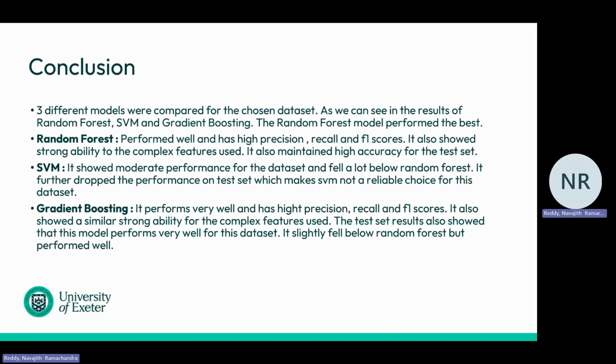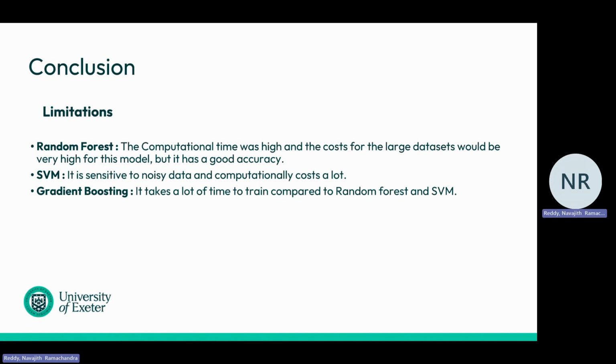So basically, to conclude, we have compared three models for the data set, and random forest performed very well, and it has high precision. SVM basically showed moderate performance for the data set, and fell a lot below random forest. Gradient boosting performed very well. It has high precision, recall and F1 scores, but it just fell slightly short of random forest.